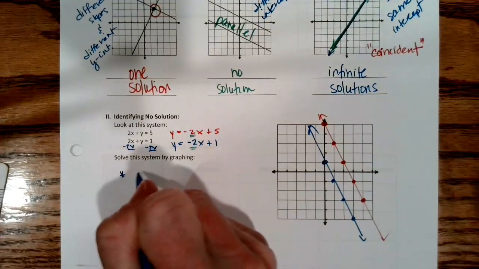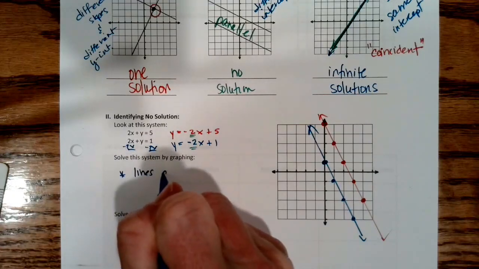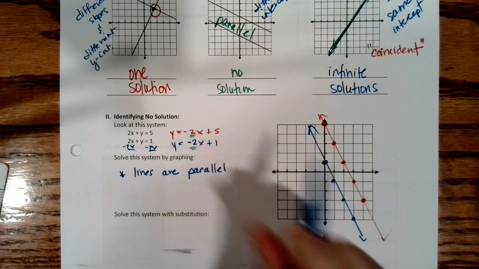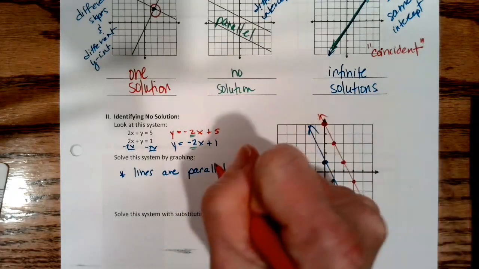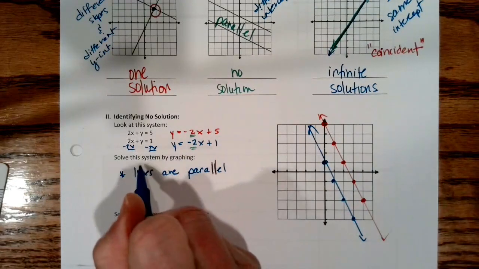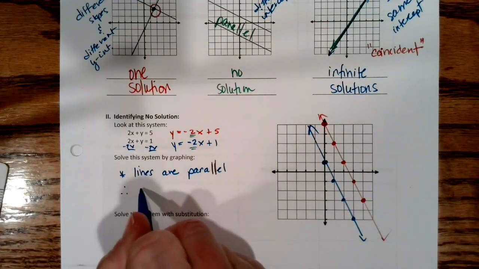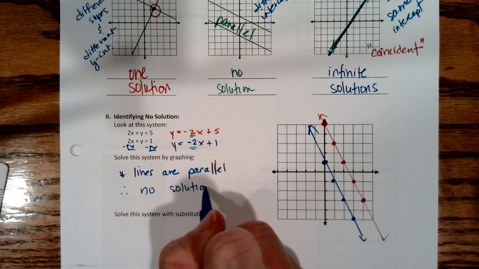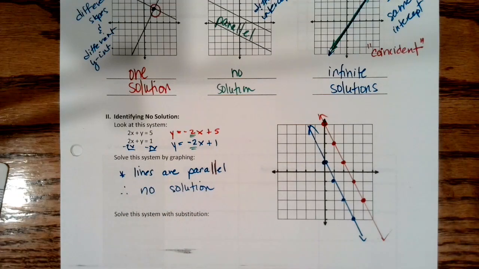So we can say lines are parallel. I always remember how to spell parallel because it has a set of parallel lines inside the word. Lines are parallel, therefore there's going to be no solution because those lines will never meet. So we don't solve our systems by graphing normally, so we need to know what this looks like when we solve the system with substitution.